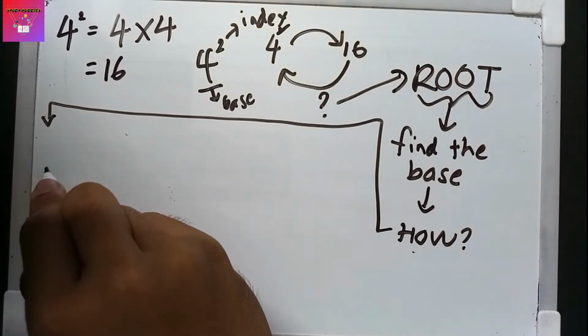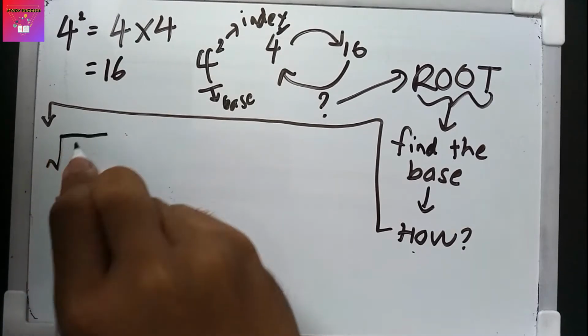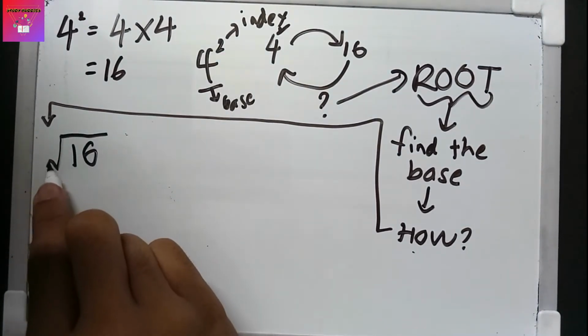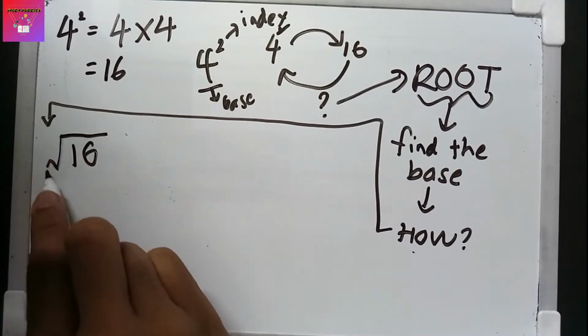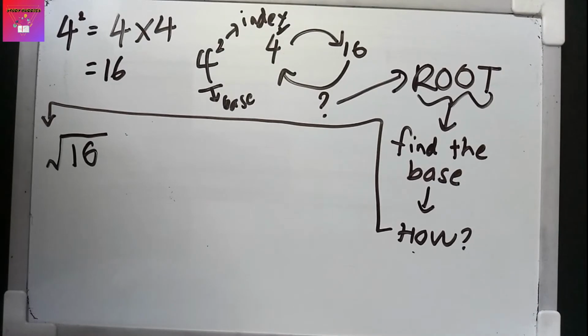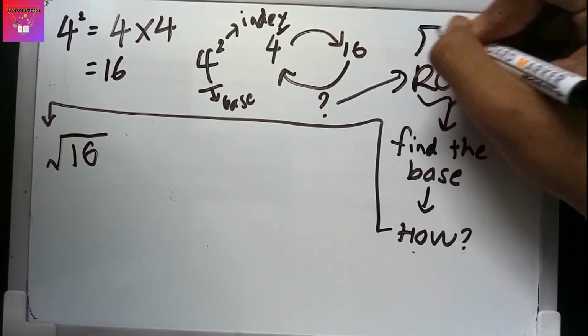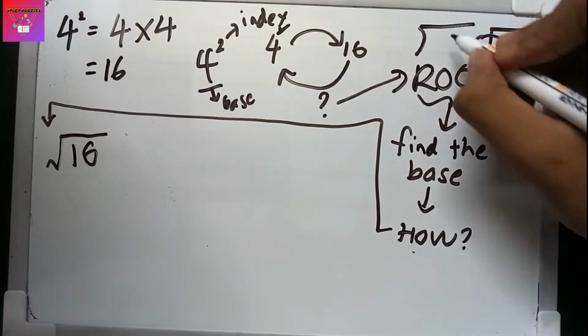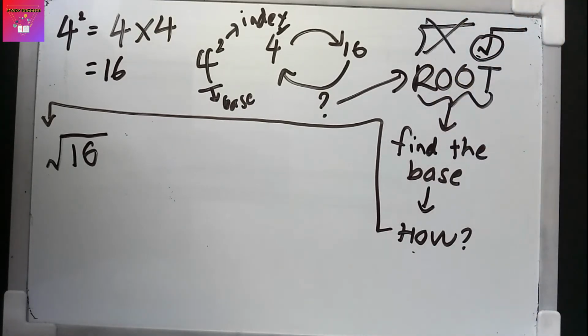We would be starting with this notation. We have to write the answer inside here and we have to draw this symbol. You may wonder, is this divide? No, this is not divide. Divide looks something like this, but for root it looks like a tick over here. So don't mistake it for divide, okay?